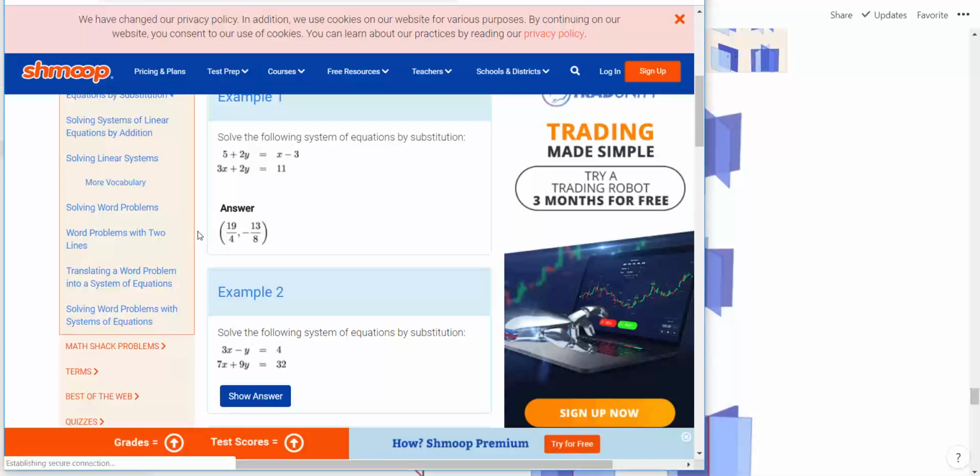Moving on to the second equation. So we need to be a bit faster now. We need to move at super turbo flash speed. 3x minus y equals 4. And then we have 7x plus 9y equals 32. So if we try to substitute the first equation in the second one, let's solve for the first one. Let's have y equals 3x minus 4. And then we substitute that in the second equation.